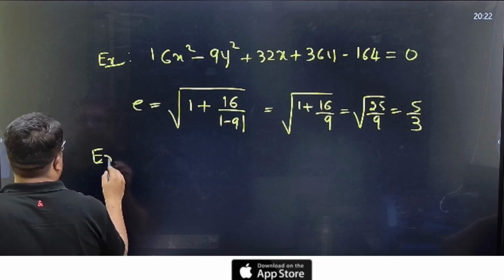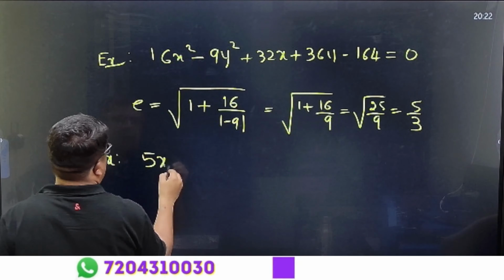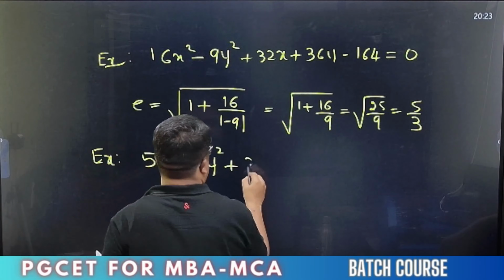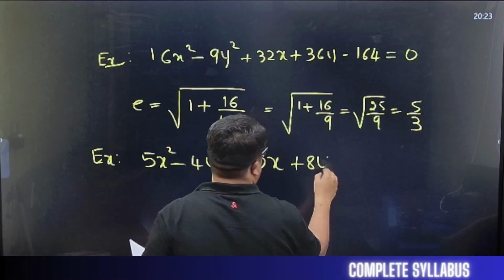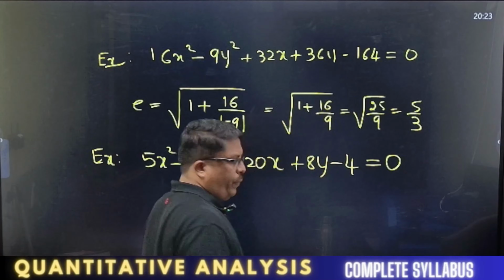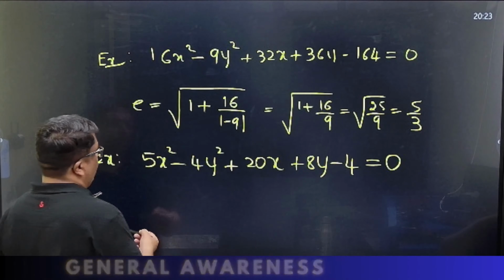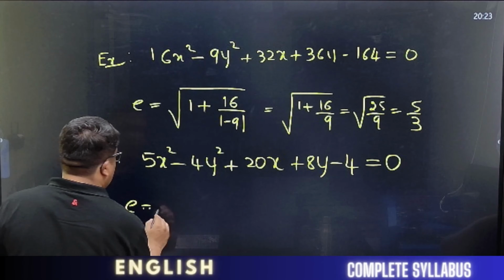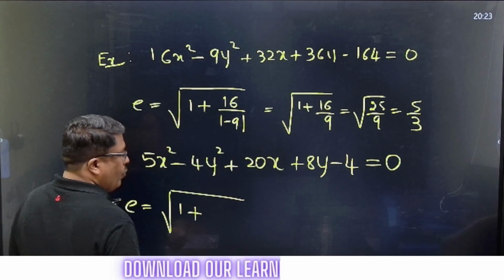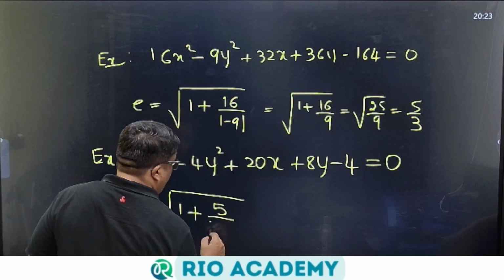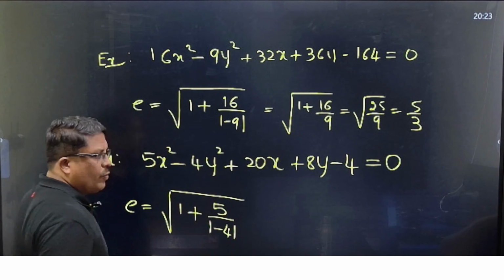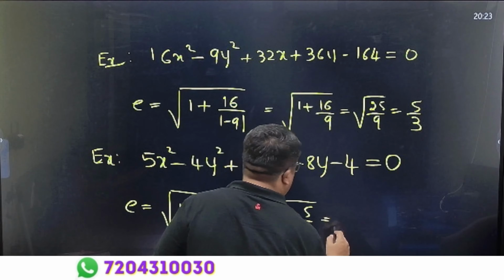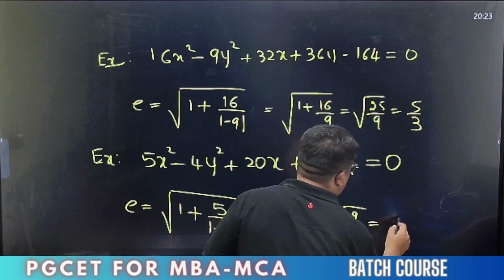So similar example, I will take one more. 5x square minus 4y square plus 20x plus 8y minus 4 equal to 0. This forms a hyperbola where a is not equal to b. Okay. So now for this, eccentricity is 1 plus coefficient of x square here is 5, modulus of coefficient of y square. So that will be 1 plus 5 by 4. Answer will be 9 by 4, that is 3 by 2.